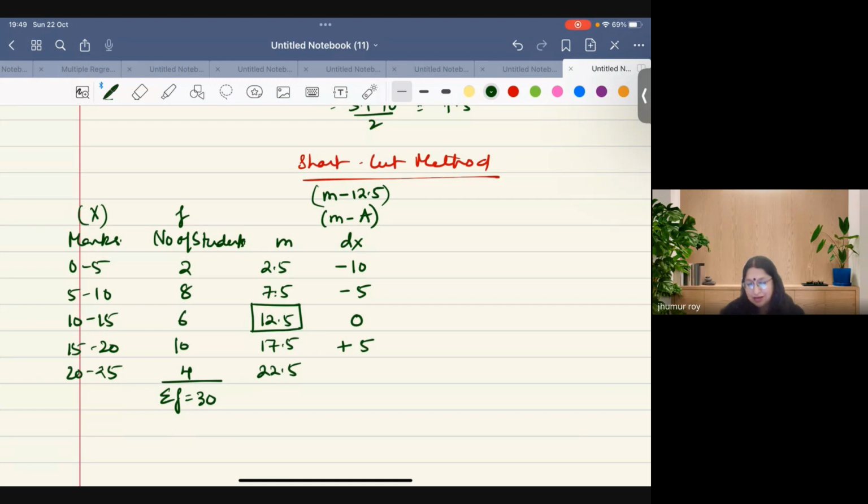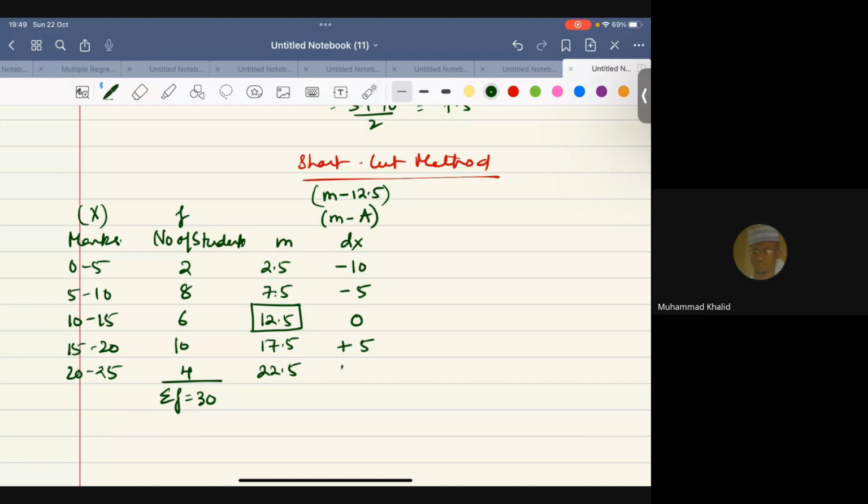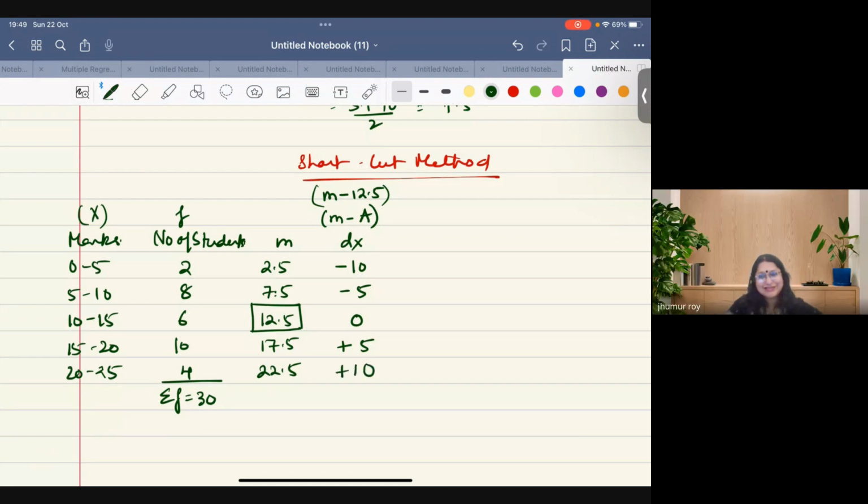22.5 minus 12.5, 10. Yes. So after some time, you will not need to calculate. You can directly write 0, minus 5, minus 10, minus 15, minus 20. You don't need to calculate. That's why it becomes a very easy method. I will do one more question like this so that you clearly understand.